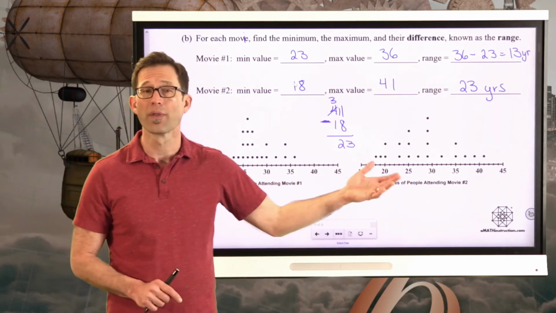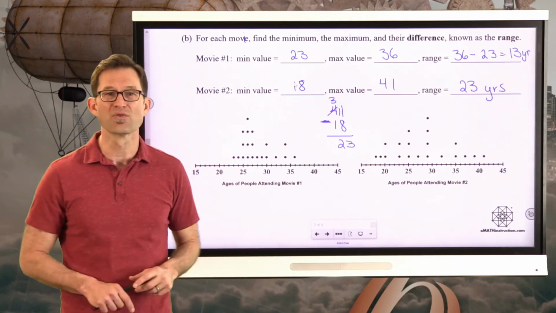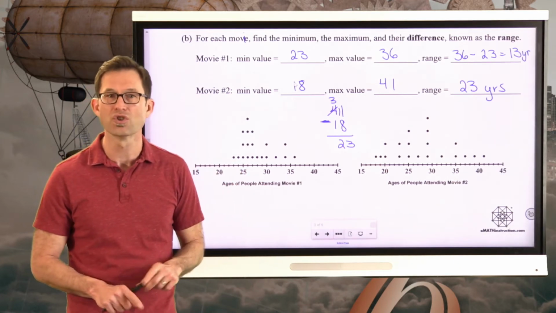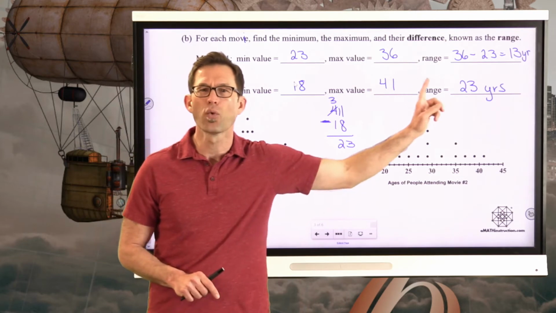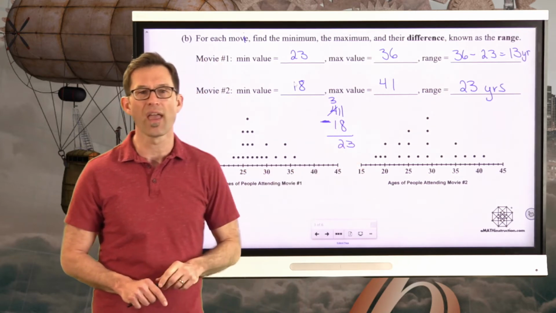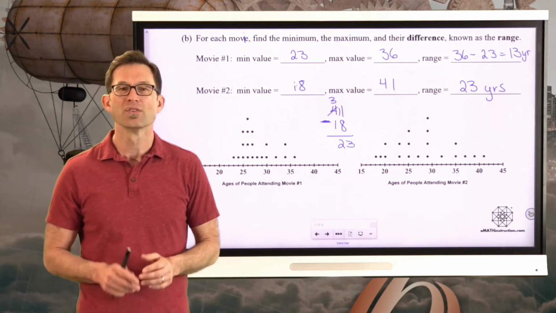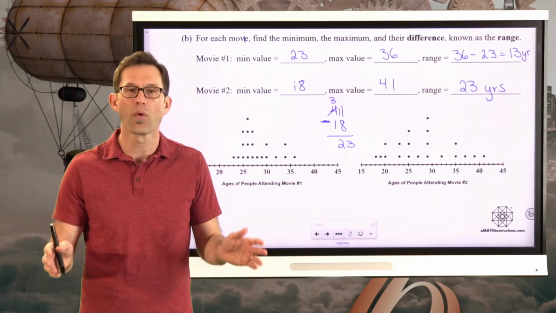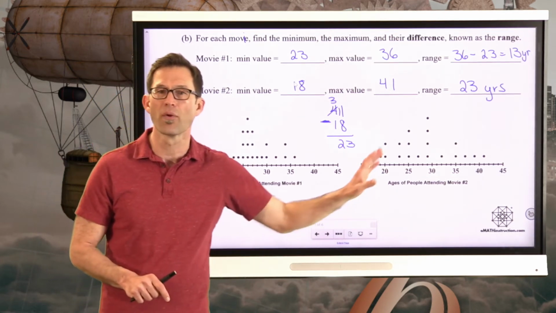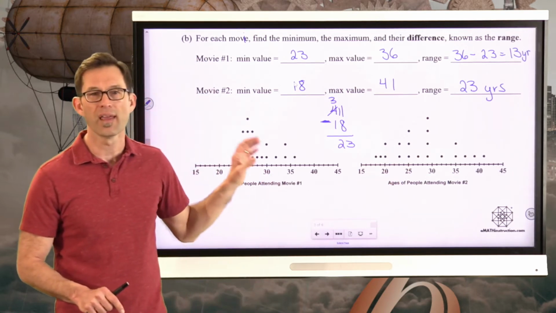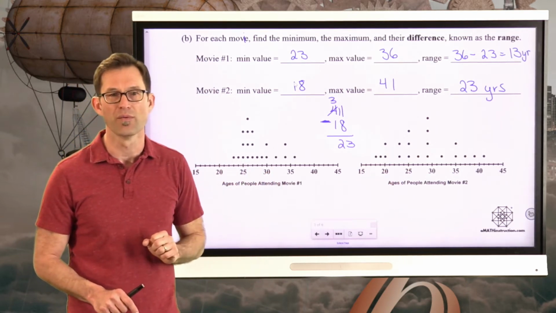Versus, how old are people that go to movie 2? Well, they're also 28 years old on average, but there's a range of 23 years in the ages of the people that attend that movie, right? So that range tells us that there's more variation in the ages of people that go to this movie than in the ages of people that go to this movie.